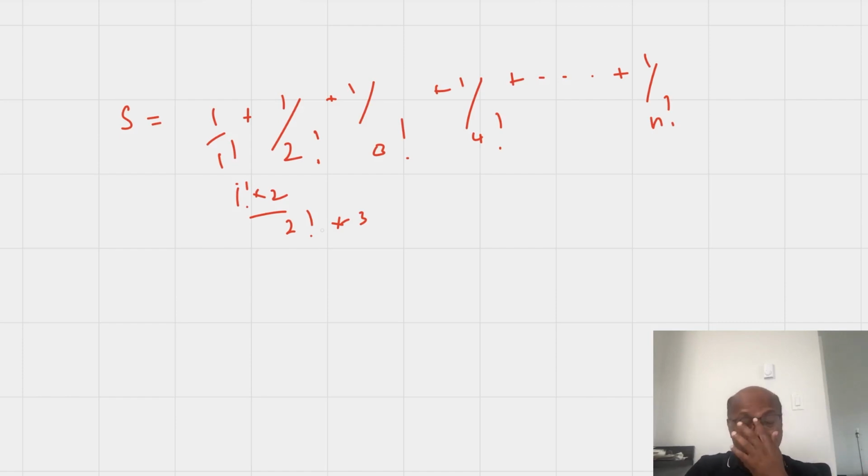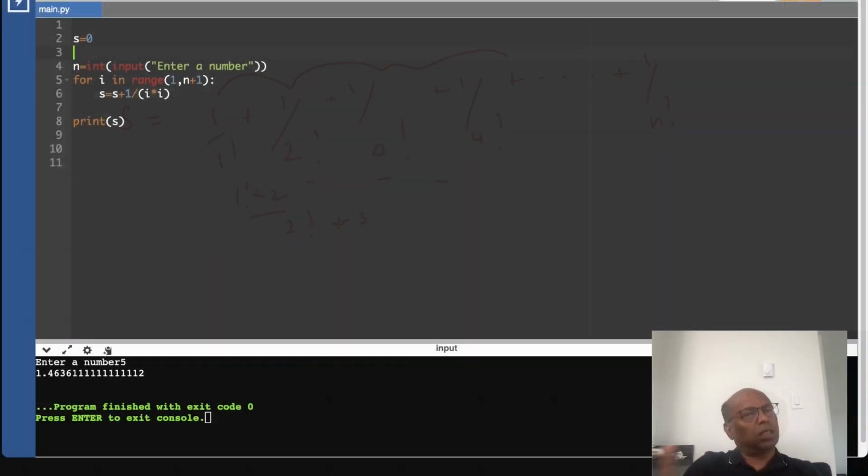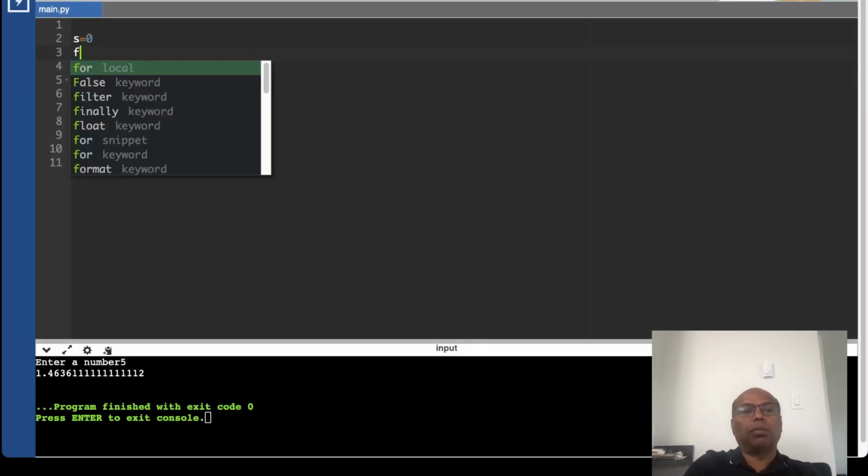Correct? So here there are 2 things involved. One is the successive addition. The other one is successive multiplication. To add, I need to have another variable. For multiply, I need to have another variable. Okay. Come, let's solve the problem. So successive addition and successive multiplication.